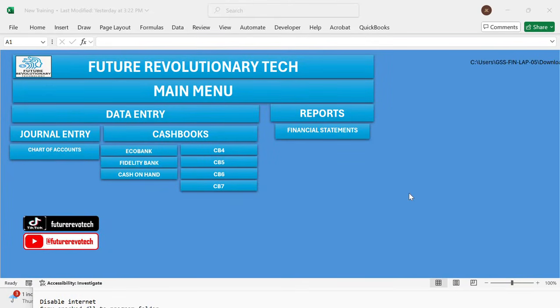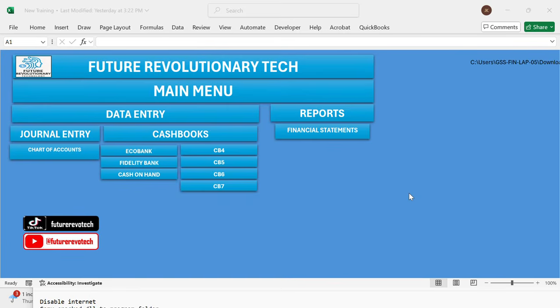So this is an accounting software we developed with Excel with no coding. Yes, you heard me right. We use the basic features on Excel and then we use the formulas in Excel in developing this accounting software. To get a better view, we are going to test if everything is working correctly.